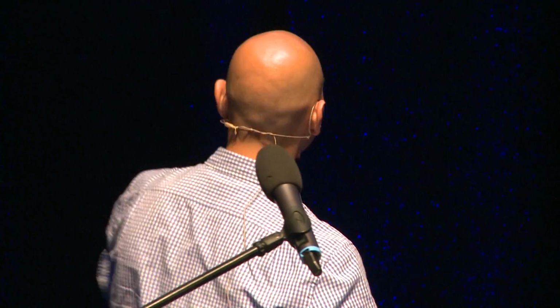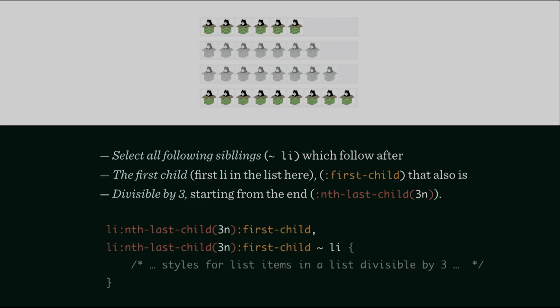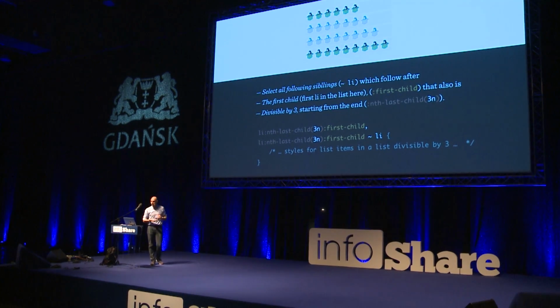So what happens here is we select all following siblings, which fall after the first child, which is also divisible by 3, starting from the end. And I know it sounds daunting and weird and math-heavy, but of course you don't have to build something like this manually, because there are tools. But it's really important to understand the power that this technique comes with. There is a lot of stuff you can do with it.